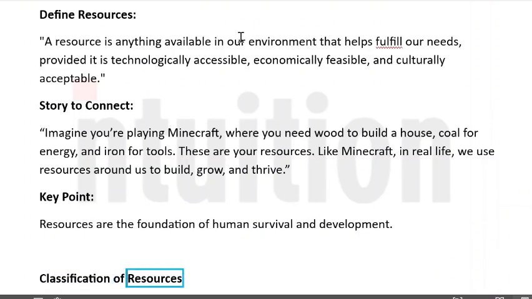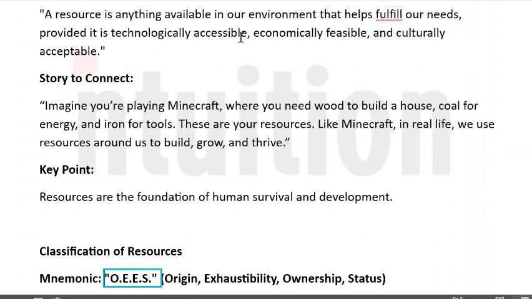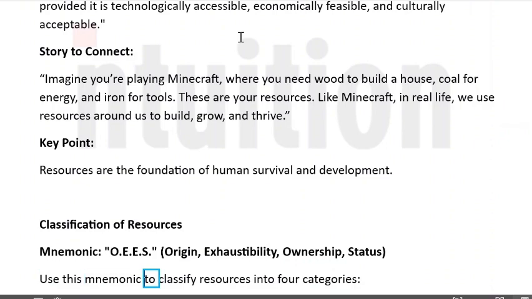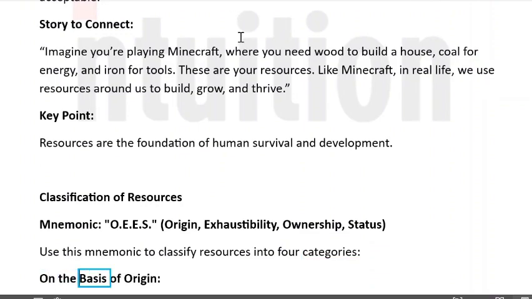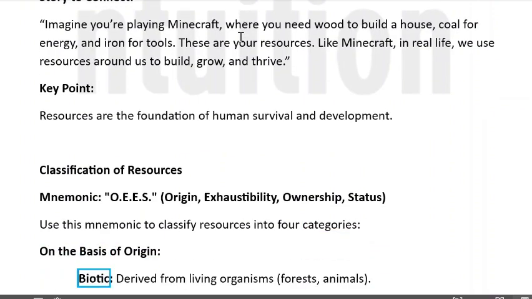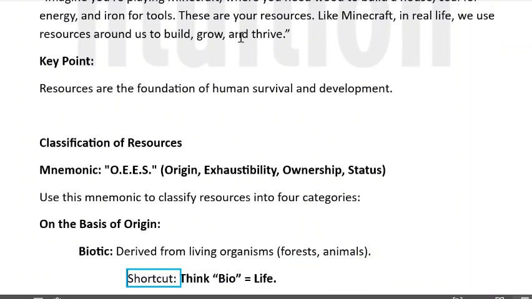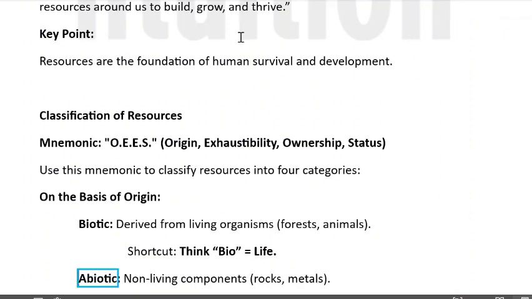Classification of resources. Mnemonic, OEES. Origin, exhaustibility, ownership, status. Use this mnemonic to classify resources into 4 categories. On the basis of origin: biotic, derived from living organisms, forests, animals. Shortcut. Think, bio is equal to life. Abiotic, non-living components, rocks, metals.